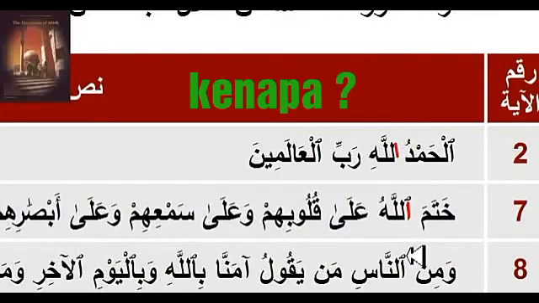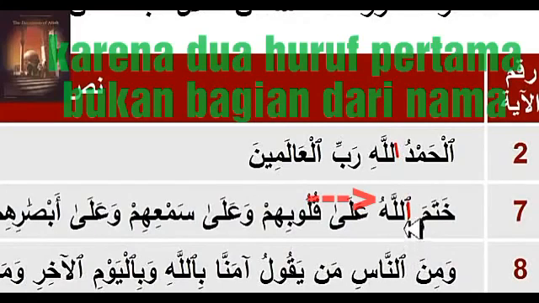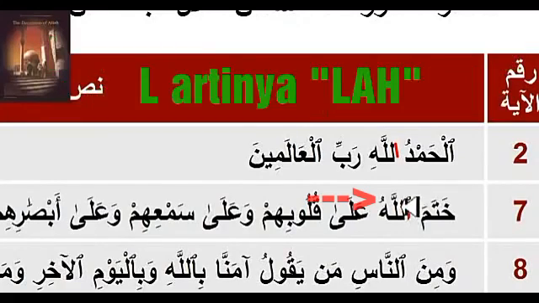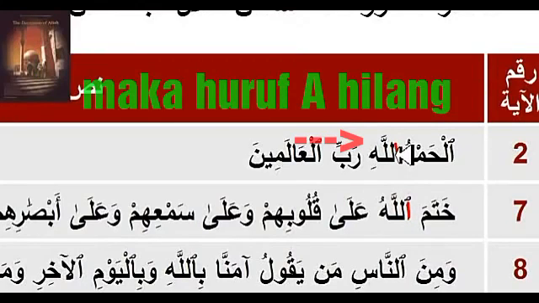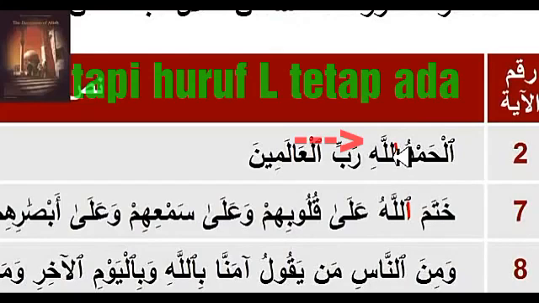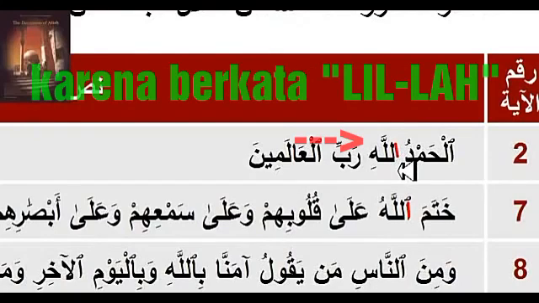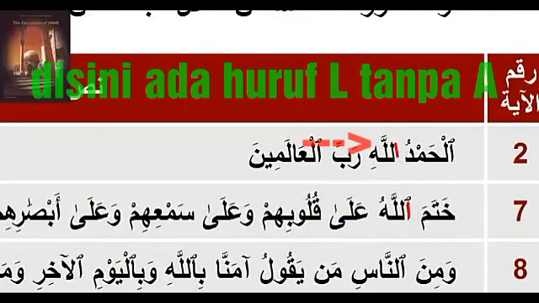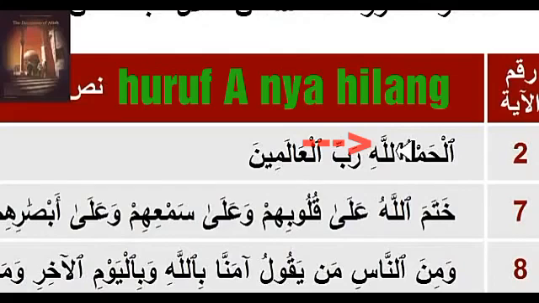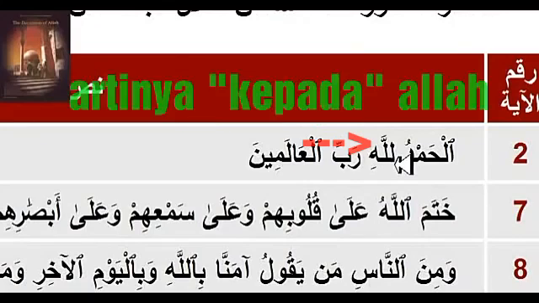So what happened? Simply, the first two letters are not part of the name. In here, because the word is not saying AL, the A disappears. But the letter L is still there. Why? Because it says Lillah, which means to Allah. So in here the AL is coming, and in here there is the letter L without the Alif. This is Alif, we call it A. The Alif disappears simply because it says Lillah, which means to Allah.